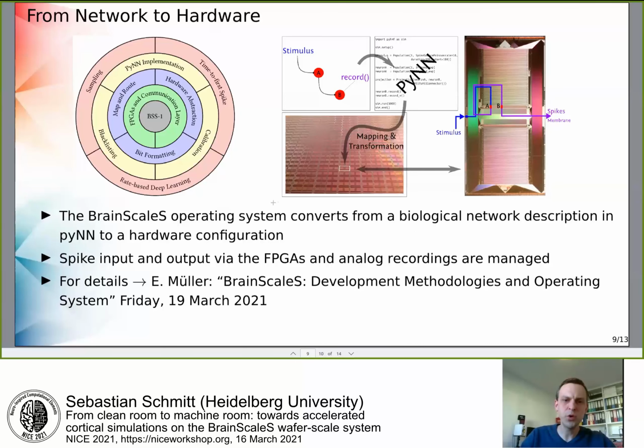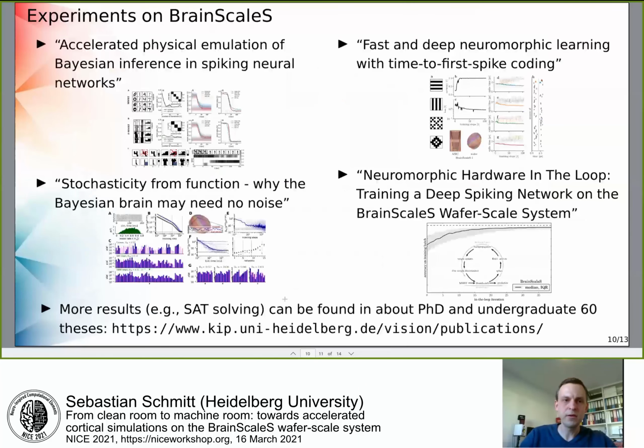So if you want to know more about the software part, there we have a talk where Eric will describe everything in detail on Friday. So what kind of experiments we have done, for example, the Bayesian sampling, time to first spike coding, and also rate-based models of a deep network. And not only the published results are interesting, but we have over 30 PhD and undergraduate theses, for example, also on constraint satisfaction problem solving that you can read in the URL I've put below.